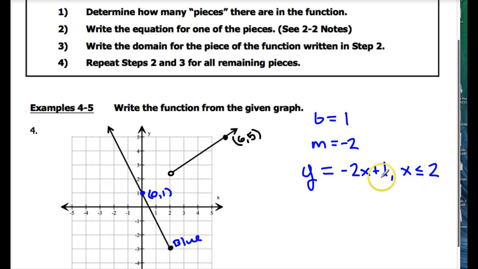Okay, so that would be the equation for my blue line. Now let's look at the red line.